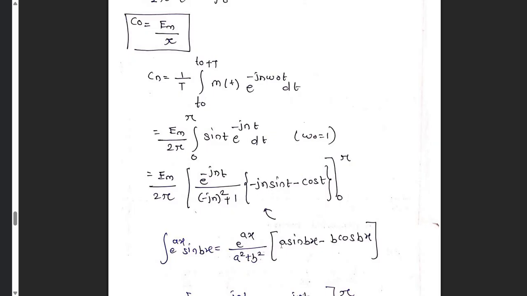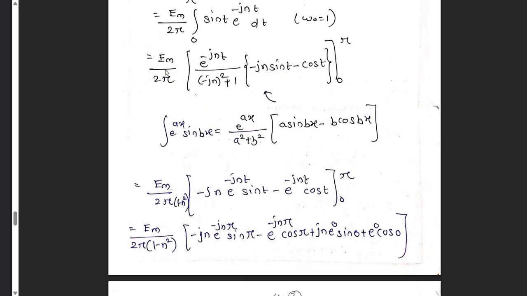And now into bracket a sine bx. So a is minus jn, sine bx is sine 1t, that is sine t, minus b is again 1 into cos bx, that is cos t, over the period 0 to pi. So do the substitution, Em by 2 pi, then this particular jn square plus 1, you can simplify a little bit as per your convenience. You can write this, then e raised to jnt into jn sin t minus e raised to jnt into cos t.